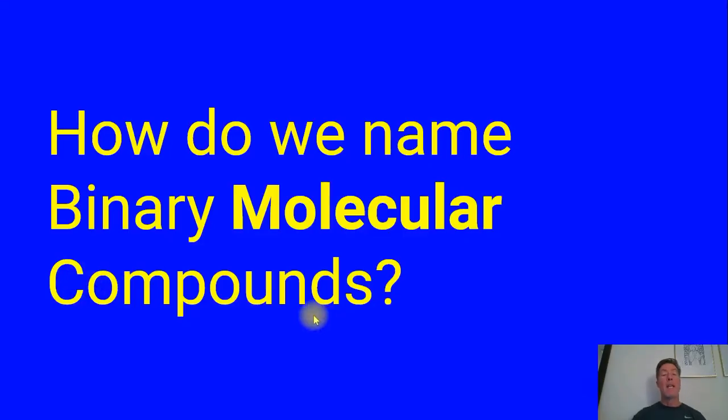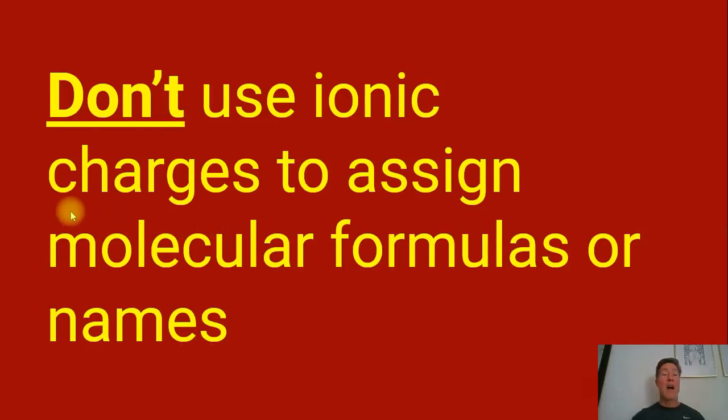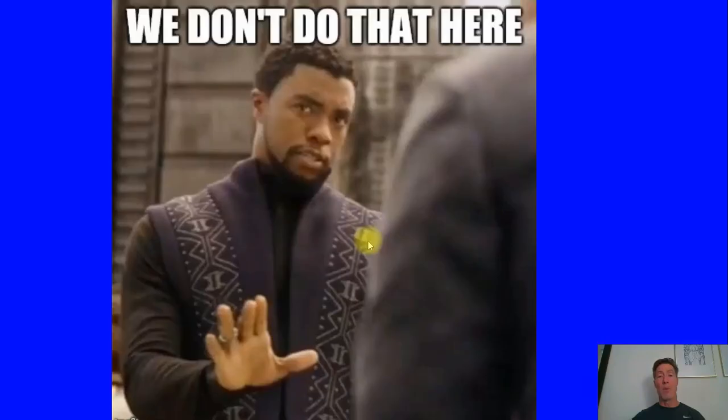How do we name binary molecular compounds? We haven't talked about molecular compounds. We've been focusing on ionic so far. Well, unlike ionic compounds, binary molecular compounds are composed of two nonmetals. Remember, ionic compounds have a metal and a nonmetal, but molecular compounds have two nonmetals. So we're not going to use ionic charges to assign molecular formulas or names. Remember, ionic charges only apply to things with charge, like ions. Molecules are electrically neutral, so we don't use ionic charges when dealing with molecular formulas.